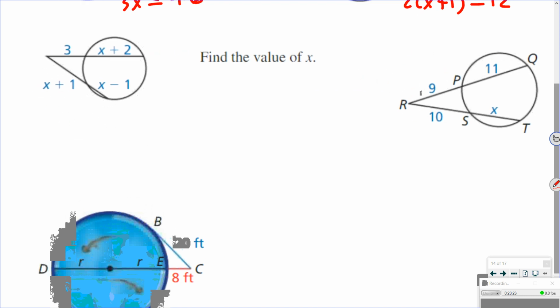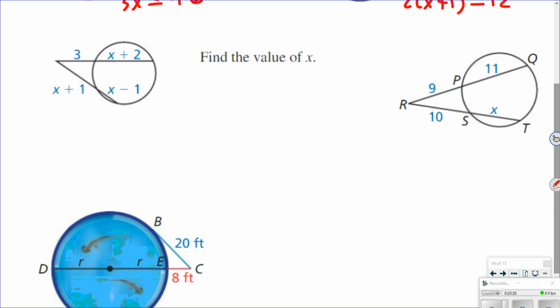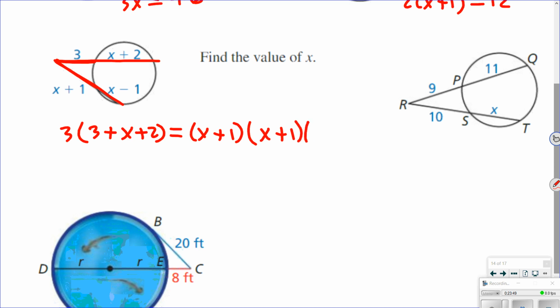This one is tricky. Now they cross on the outside, so I have to take the outside piece, 3, times the entire thing. So to find that entire thing, I have to add those together: 3 plus x plus 2. And that has to equal the outside piece, x plus 1, times that entire piece, which would be x plus 1 times x minus 1.